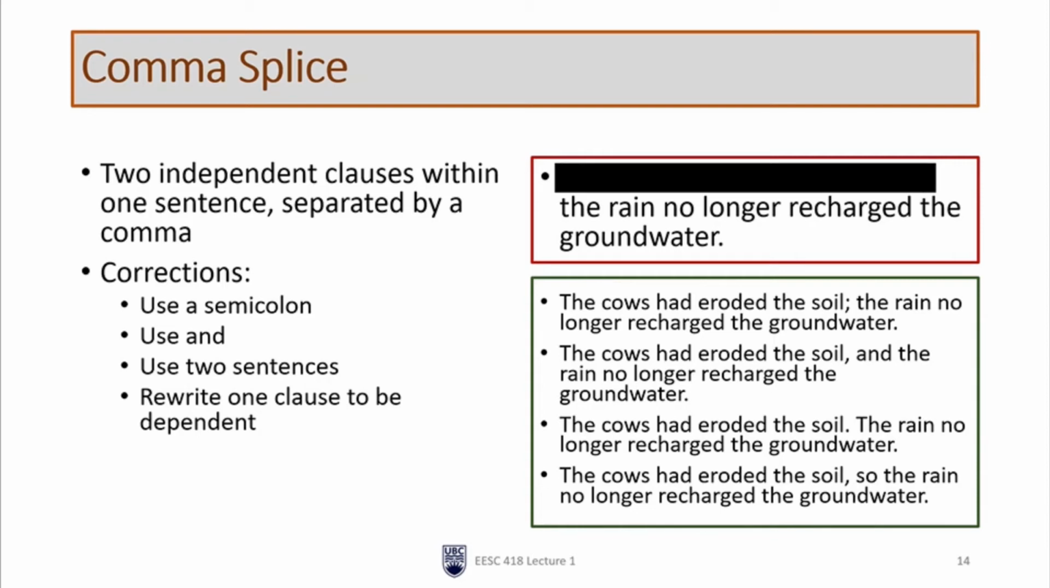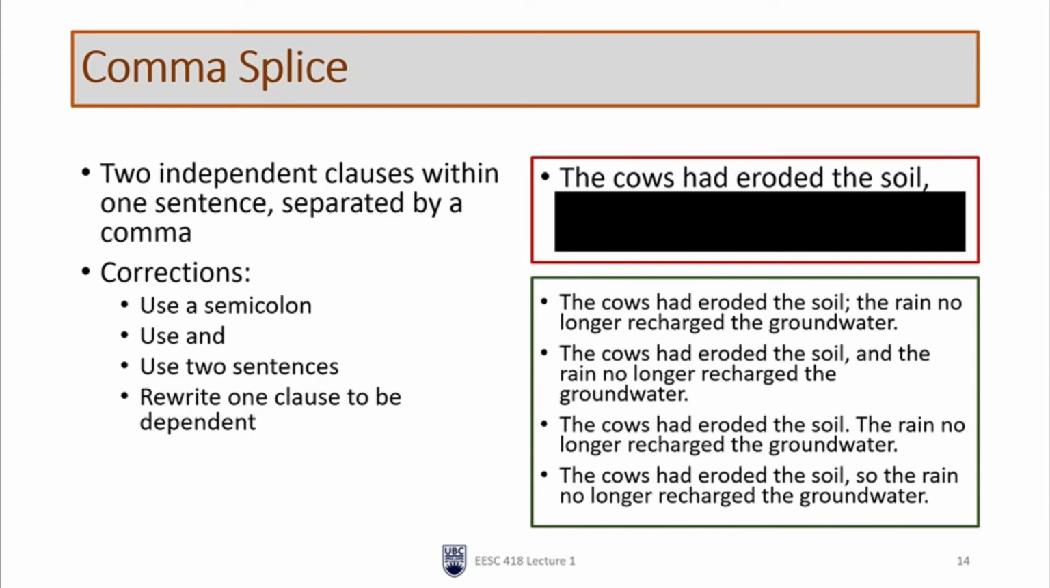Using our trick from before, we can cover half the sentence, and we see that it says, the rain no longer recharged the groundwater. This is a complete independent clause. This sentence can stand on its own. If we cover this half, we're left with, the cows had eroded the soil. This is also a complete sentence. With a comma splice, we have four different ways to correct it.